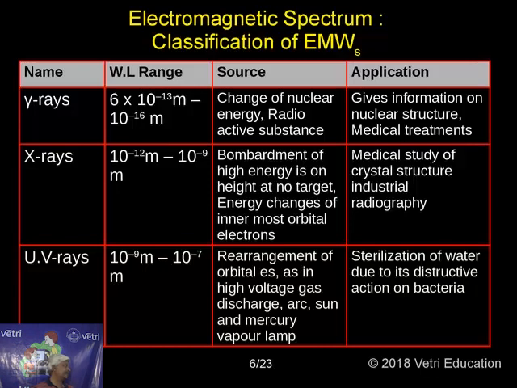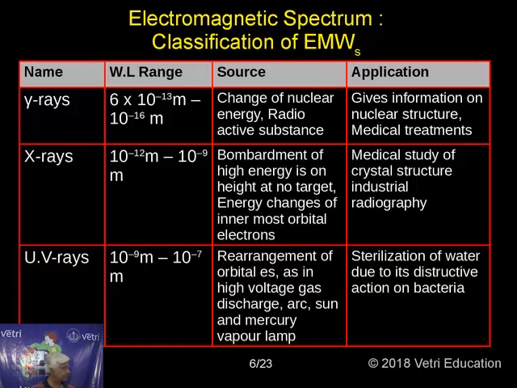X-rays: 10 power minus 12 to 10 power minus 9 meters, nearly nanometer. Obtained by bombardment of high energy electrons on a heavy metal target, energy changes of innermost orbital electron. That means fast moving electron suddenly stopped by any metal target. Uses: medical, study of crystals, industrial radiography. These are all the uses.